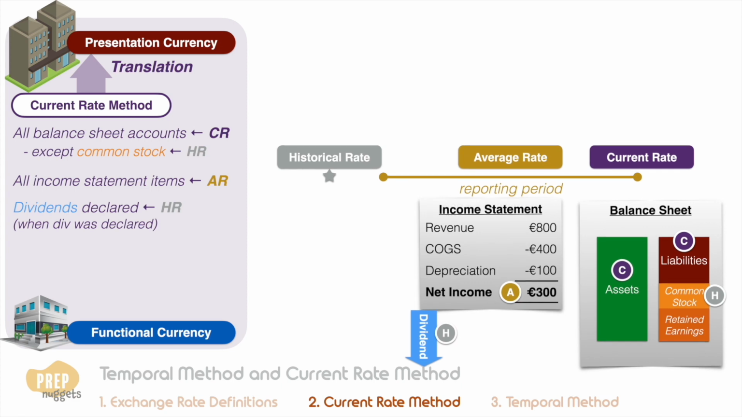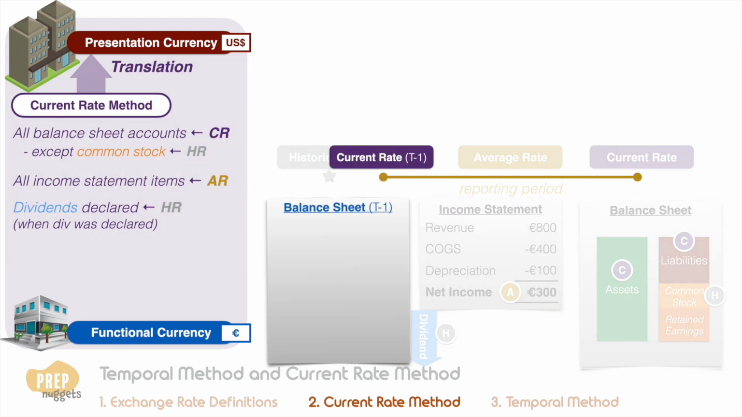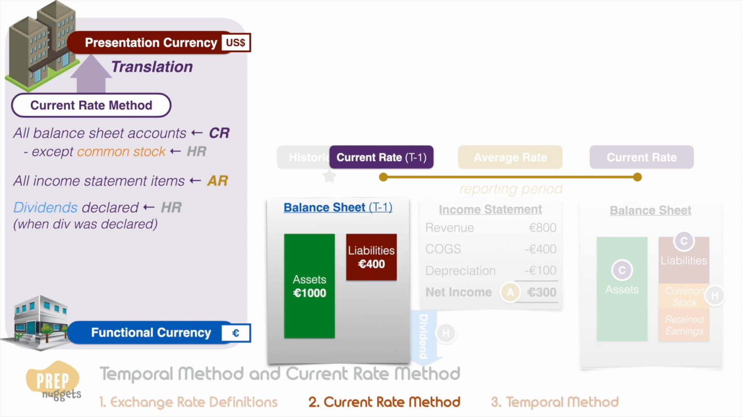In this example, the subsidiary's functional currency is in euros, and we are to translate it to the presentation currency, which is US dollars, using the current rate method. To better explain things, let's roll back to the last reporting date in order to have our beginning balance sheet. Let's say this simple subsidiary has €1,000 in assets, €400 in liabilities, €250 in common stock, of which the exchange rate was 1.4 when the stocks were issued. The remaining €350 is retained earnings.